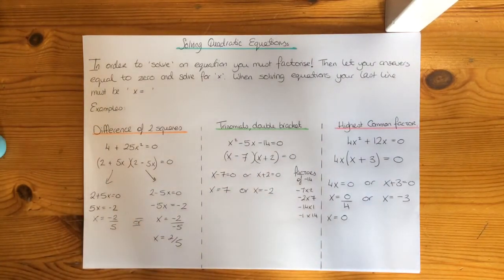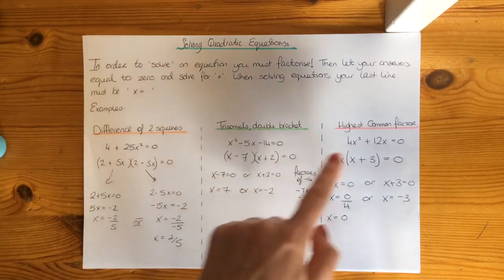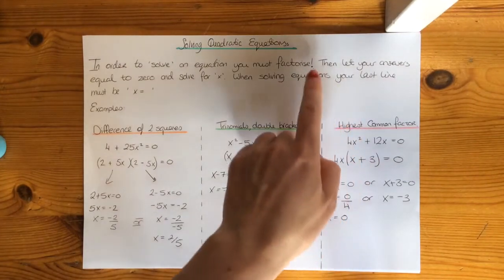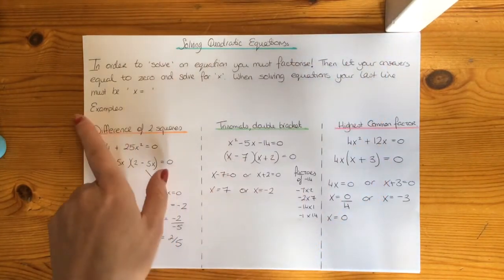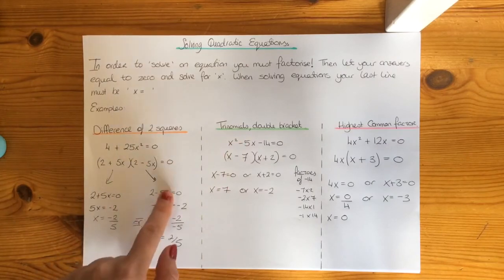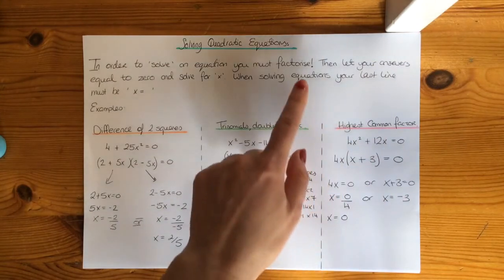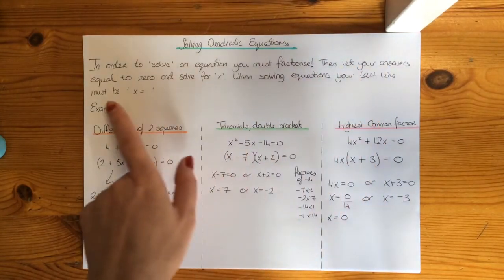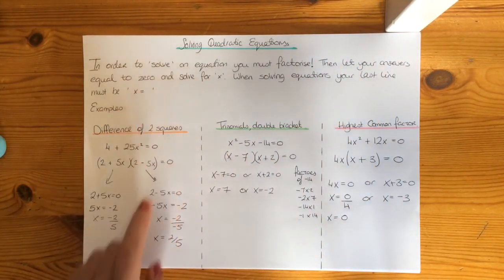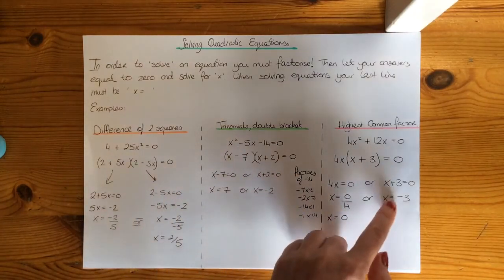So that's how you solve quadratic equations. So your first step is to factorize. So you can see here we factorized, factorized, factorized. Your next step, let your answers equal to 0 and solve for x. So we let them equal 0 here, we let them equal 0 here and here. And then the last bit is your very last line should be x equals, so x by itself. As you can see, we've done here. That's how you know you're finished.